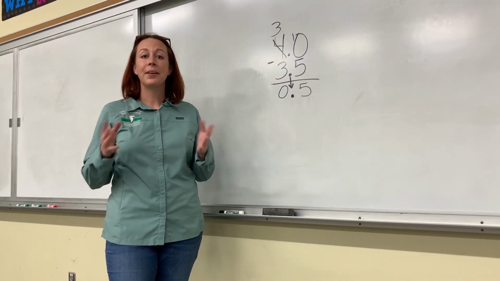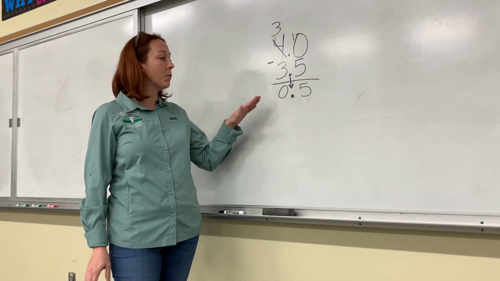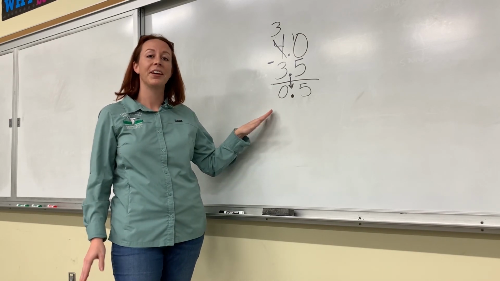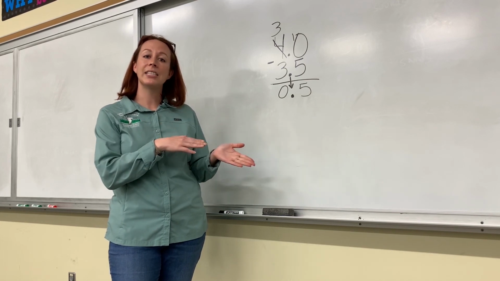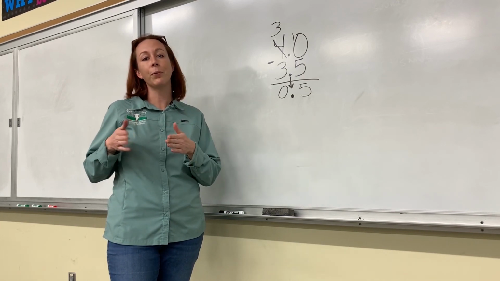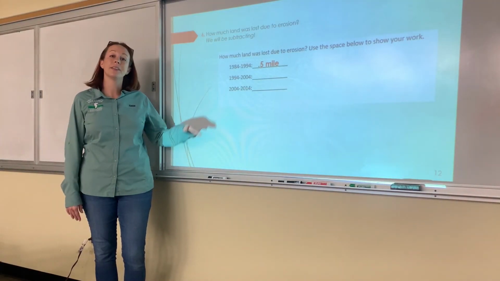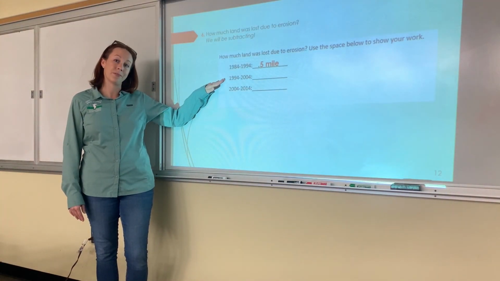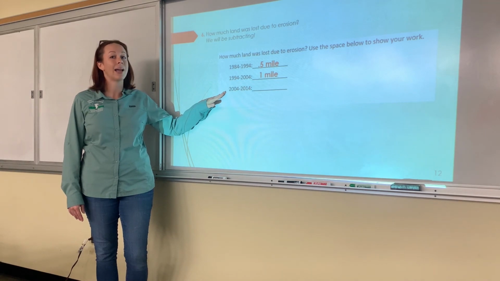That's right. The amount of land lost during the decade of 1984 to 1994 was 5/10 of a mile. So now, pause the video and do the same thing for 1994 to 2004 and 2004 to 2014. The amount of land lost between 1994 and 2004 was 1 mile. The amount of land lost between 2004 and 2014 was half of a mile.